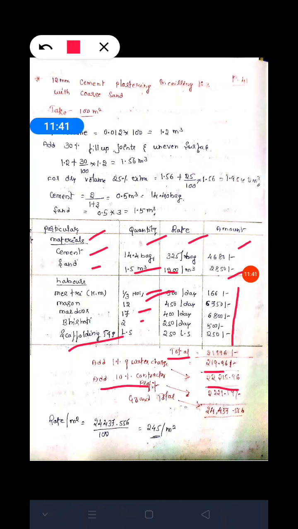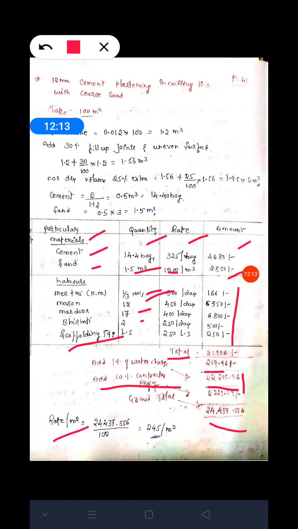Then for this again we should add 10% of contractor profit. After adding the contractor profit, the amount we got is 2,221 rupees. Then we should add these two amounts in order to get the grand total. So 22,215.96 plus 2,221.59 rupees. Then we got the grand total equal to 24,437.556. So this is for 100 square meter. This is the cost for 100 square meter work here.